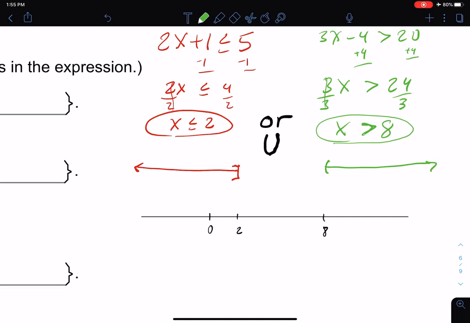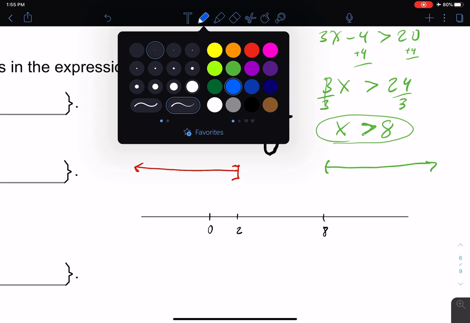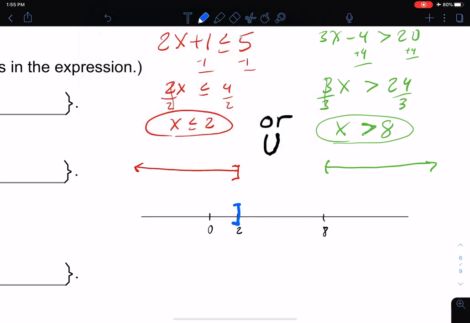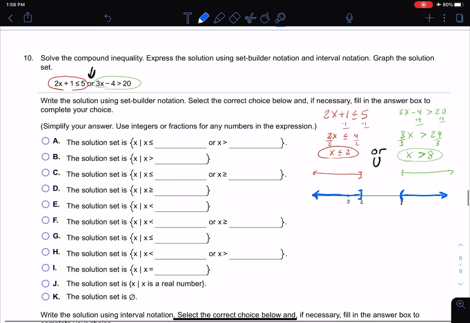Now the word or says I want the elements that are in the red set or in the green set. Another way is to say union, take it all. So that means that all of it shows up in my solution. So the solution just is like this. These are supposed to be arrowheads. Parenthesis, inclusive bracket.